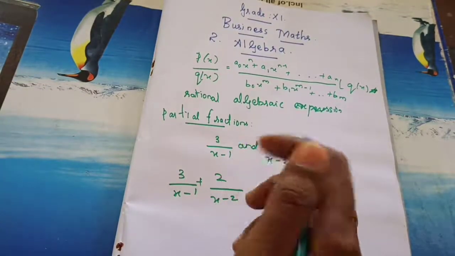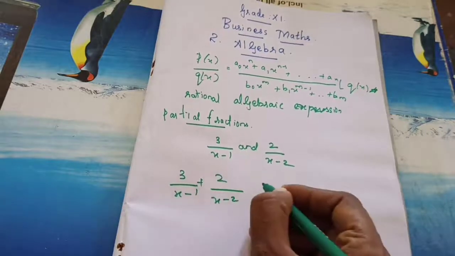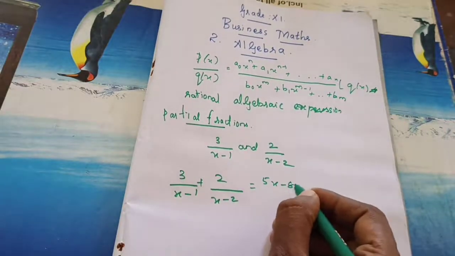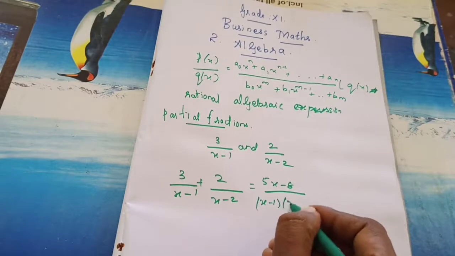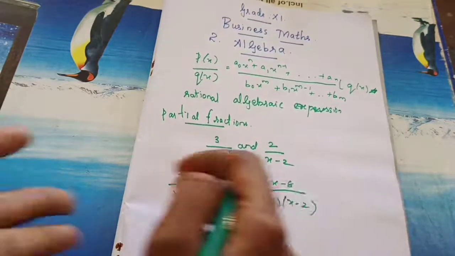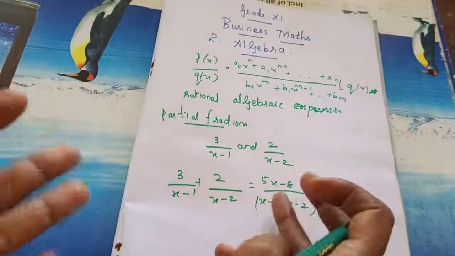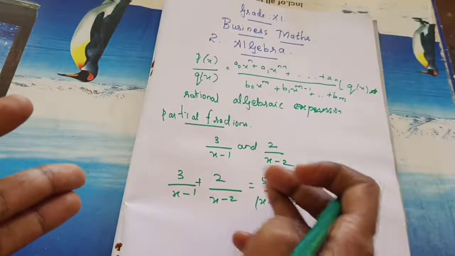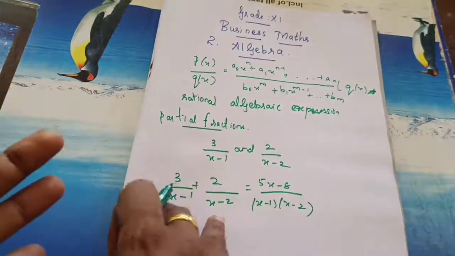If one rational expression is, maybe, 5x minus 8 divided by x minus 1 into x minus 2, we will split it into 2, that's all. So this is one rational expression, and we will split it into two by the sum or difference.